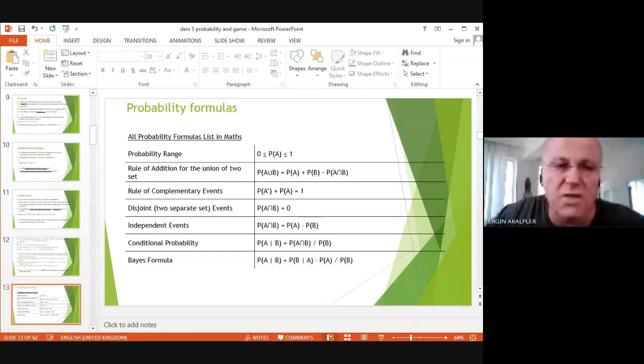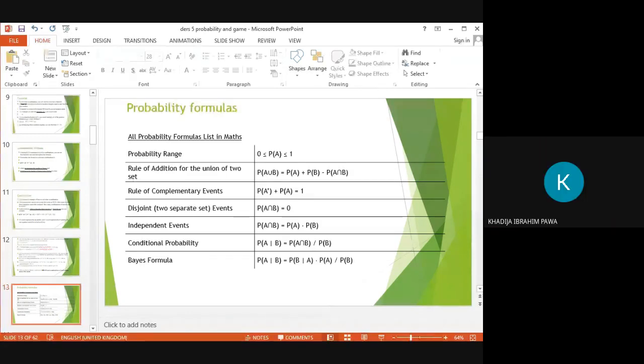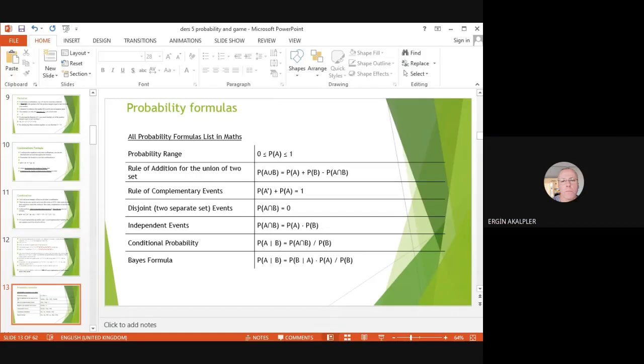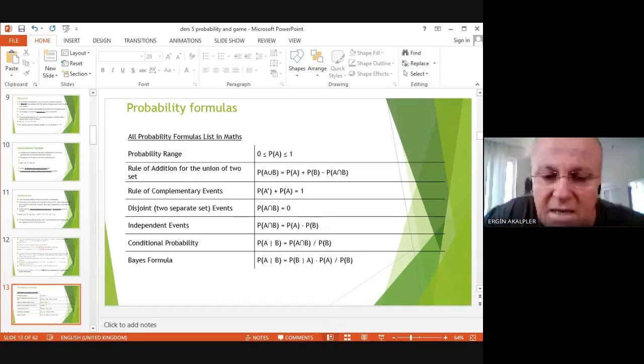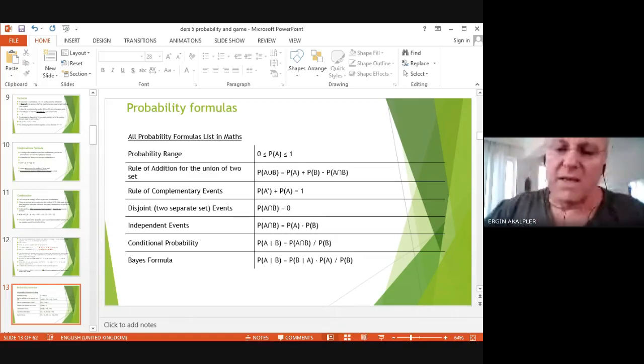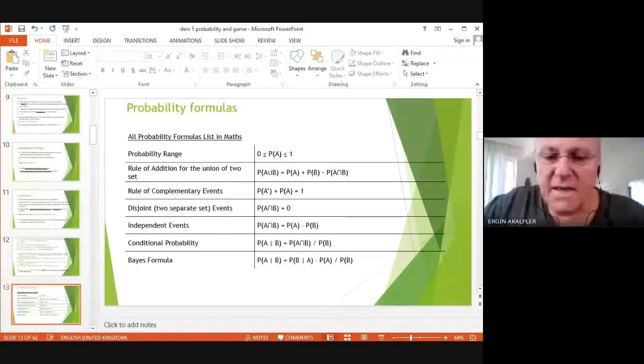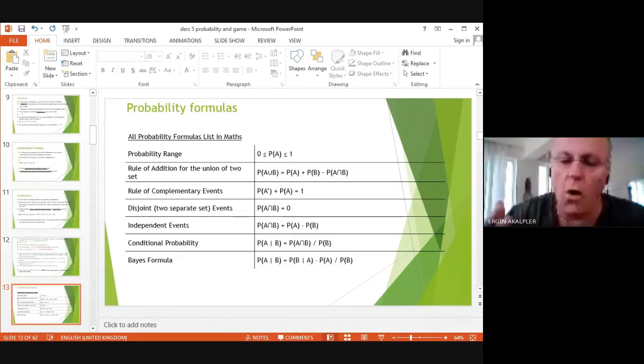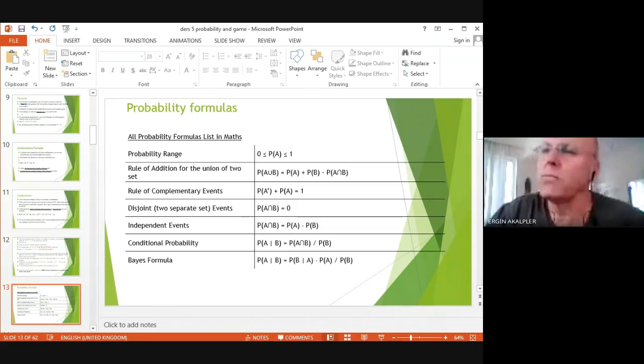And the Bayes formula, which we haven't done yet, we will do later. The Bayes formula is P(A given B) equals P(B given A) multiplied by P(A), divided by P(B). If you have any questions, ask me, or I will go further, because these are only the formulas given to you for probability. Is that okay? Yes, please.